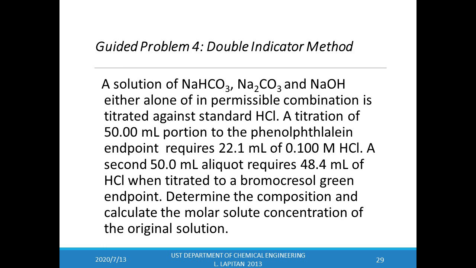Okay, just like what we did earlier, the first thing we have to do here is to determine whether the titration was carried out in a single vessel or separate vessel. Based on this problem, a second aliquot of the analyte solution was added with bromocresol green. Therefore, this means that a double indicator titration was carried out in separate vessels.